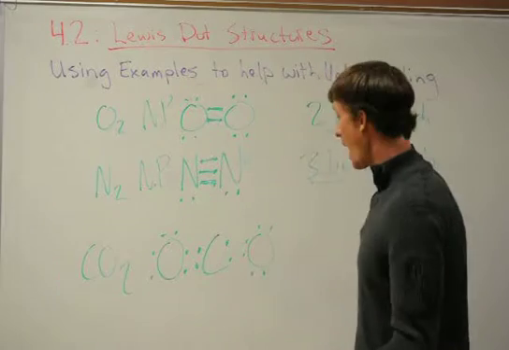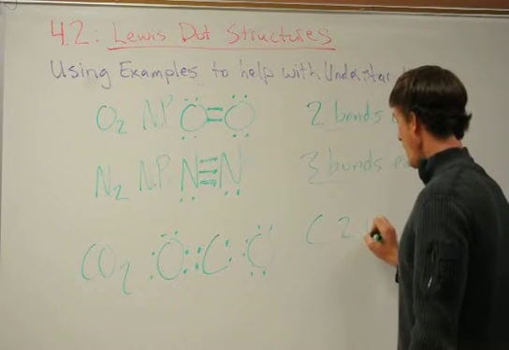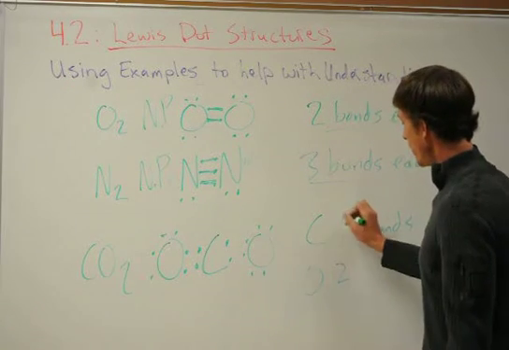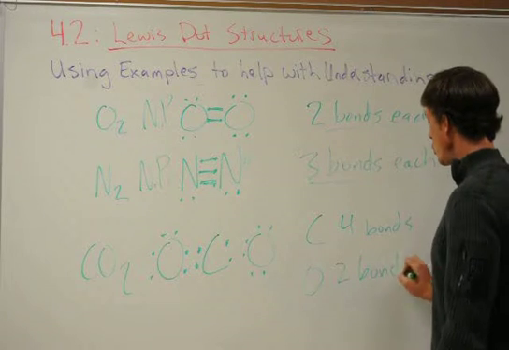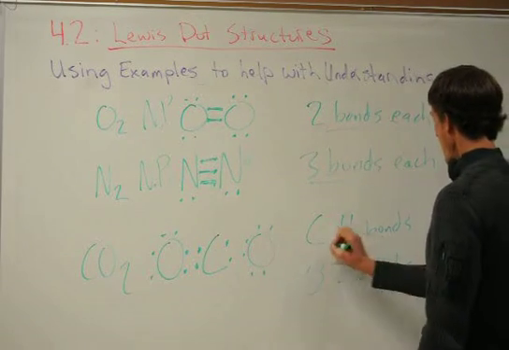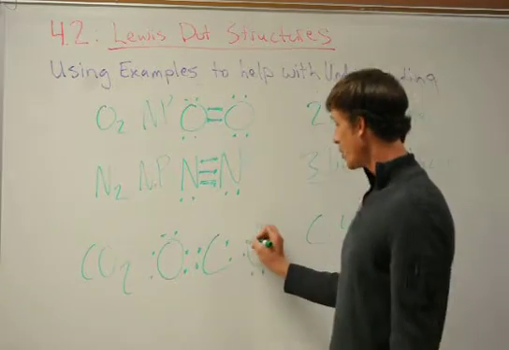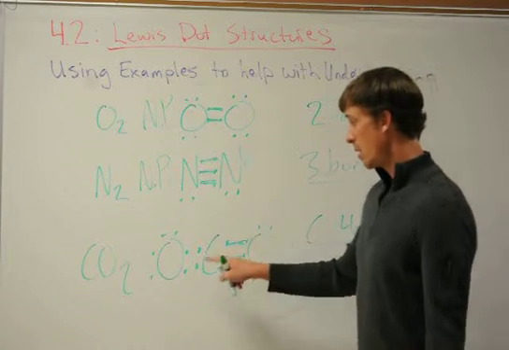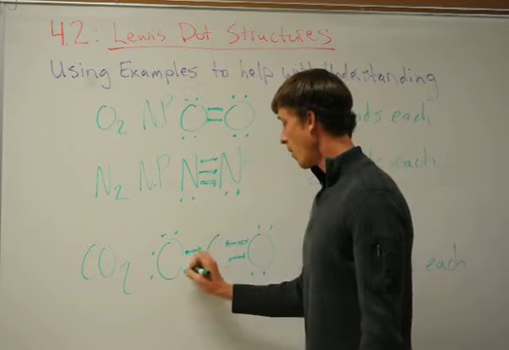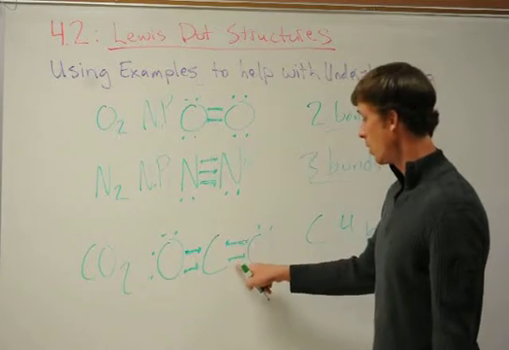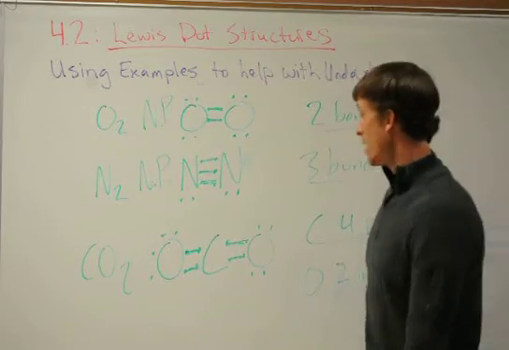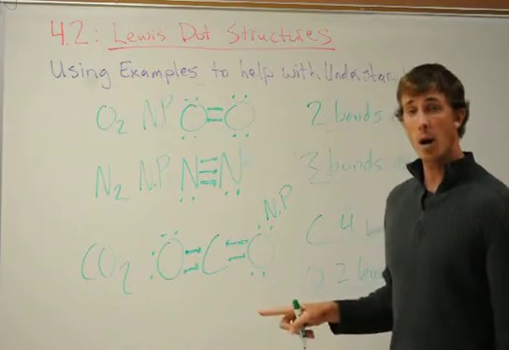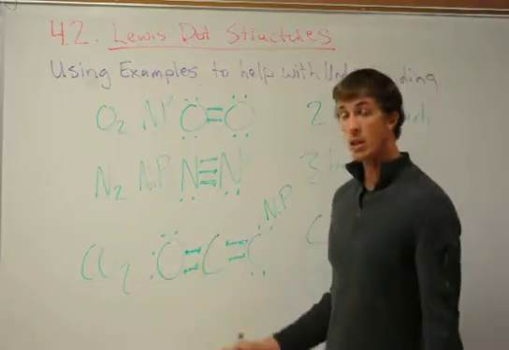And then same thing with CO2. Carbon needs 4 bonds, and oxygen needs 2 bonds each. So to make that happen, oxygen needs 2 bonds, 1, 2, because 2, 4, 6, 8. Over here, 2, 4, 6, 8. And then carbon's happy as well, 2, 4, 6, 8. And this also is non-polar. I'll just put NP here. Non-polar because the central atom has no electrons that are not shared, and it's very symmetrical.